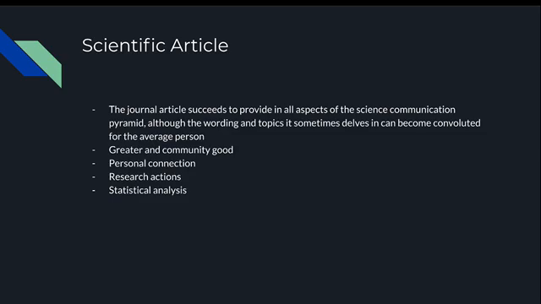The article does a great job of covering the greater and community good, as it first begins with skeletal muscle progenitors derived from human-induced pluripotent stem cells have the potential to play a critical role in the realization of individualized therapies. While a personal connection is not specifically met, the article does make critical points about how individuals are impacted by this research. As for research actions and statistical analysis, both of those were greatly covered as discussed in the previous section of this video.